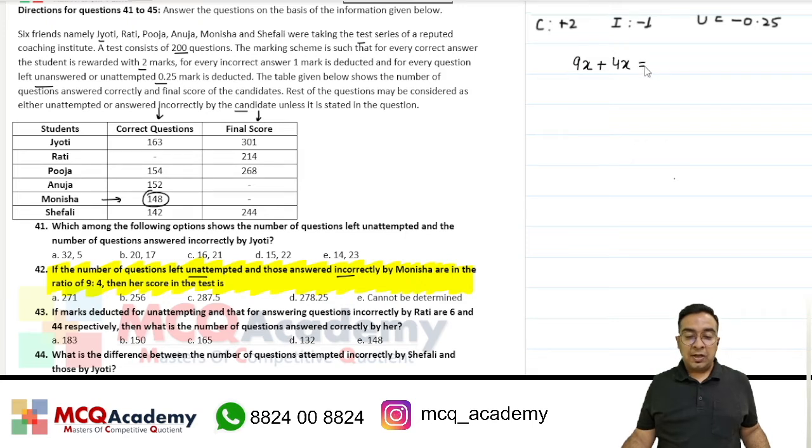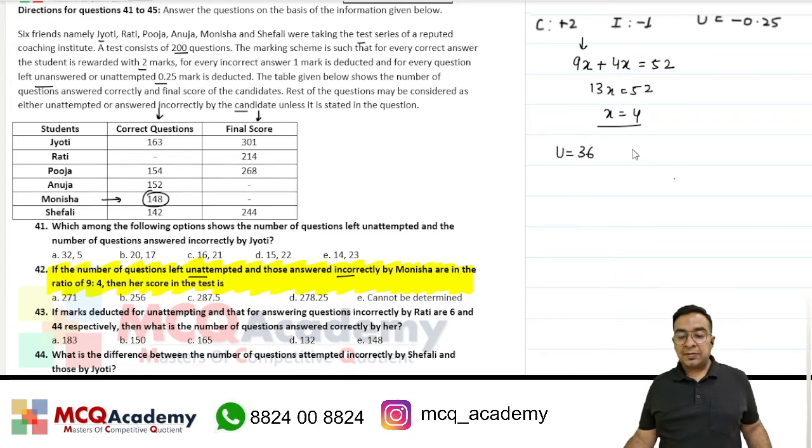Total number of questions जिनके बारे में हमें नहीं पता है, this value is equal to 52. So this is equal to 13x is equal to 52. So x is equal to 4. So individually, the number of questions unanswered, unattempted will be 9 fours are 36, and number of questions answered incorrectly will be equal to 4 into 4, that is 16.